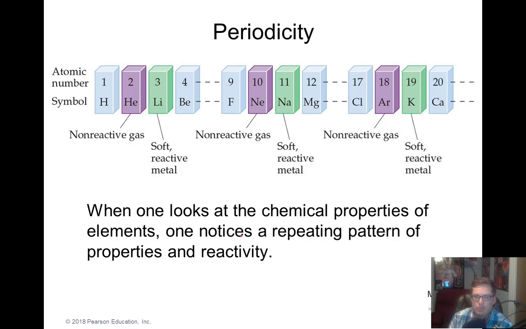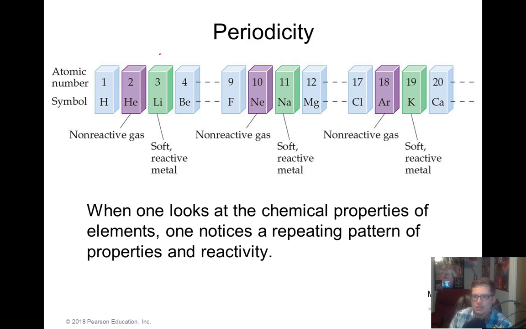Now, the reason the periodic table looks the way it does is because of the patterns that evolve. So we've got hydrogen, and then it gets a non-reactive gas, and then a soft reactive metal, and then beryllium, and then we get fluorine, which is very similar to hydrogen, and then we get a non-reactive gas, and then a soft reactive metal.